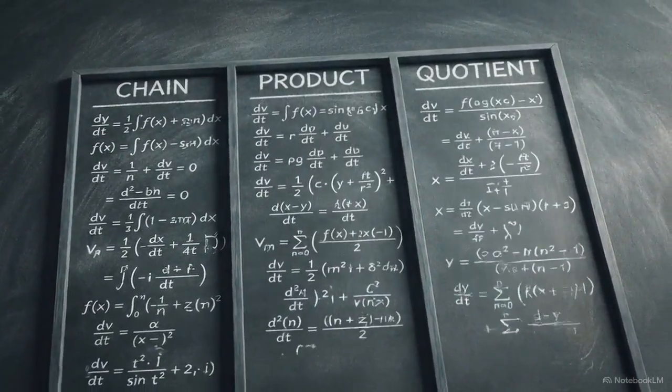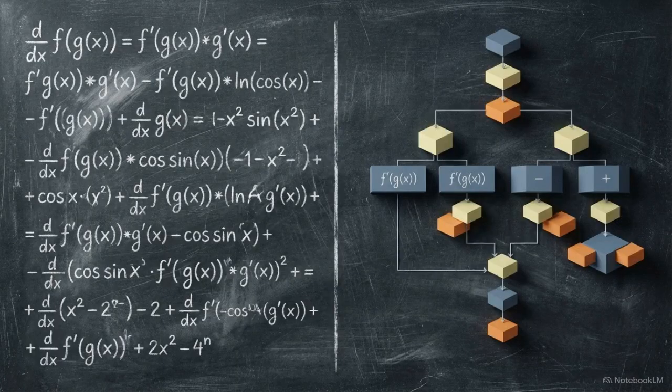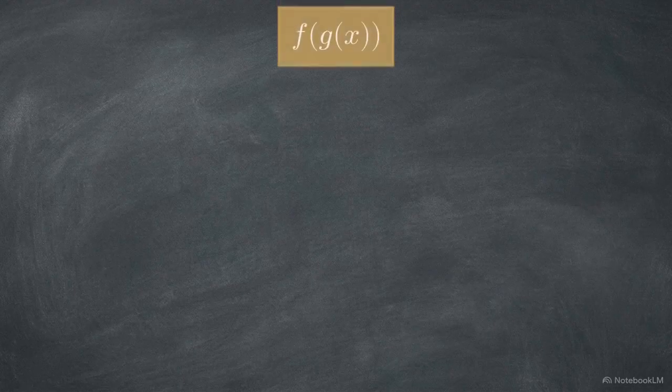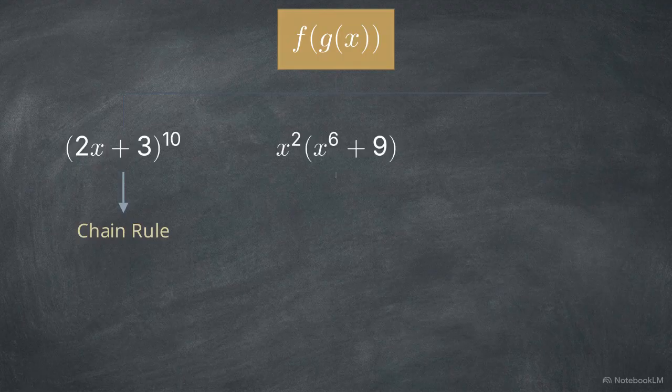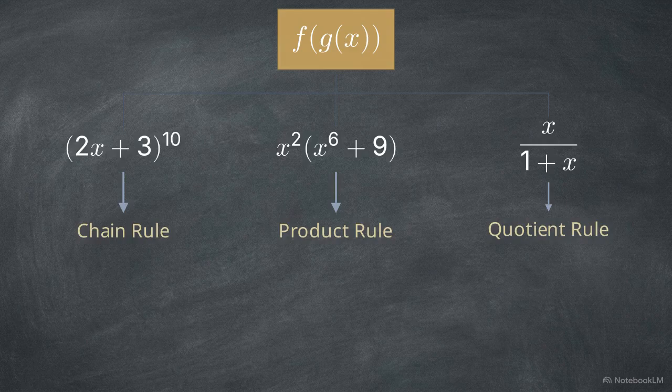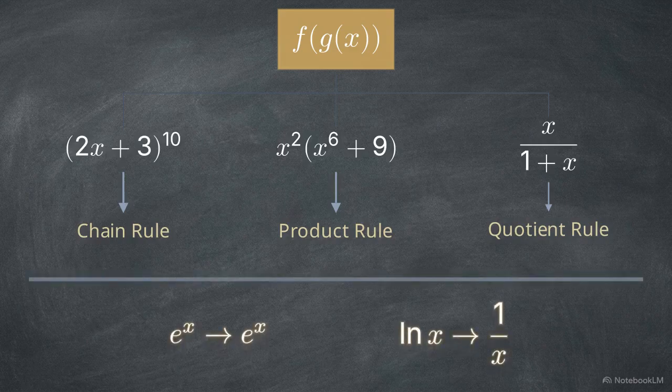Advanced calculus is not about memorizing infinite variations of equations. It is entirely about recognizing structural patterns. Look at this master structure. We align the visual pattern of the problem with the correct calculus rule. Nested functions route to the chain rule. Multiplied functions route to the product rule. Divided fractions route to the quotient rule. And those three composite rules are powered entirely by our invariant base rules for natural exponents and logarithms.